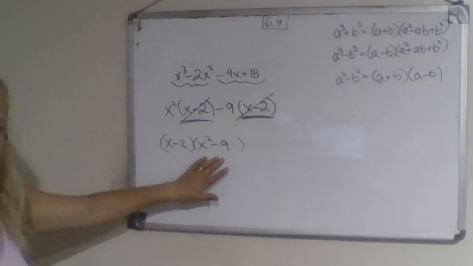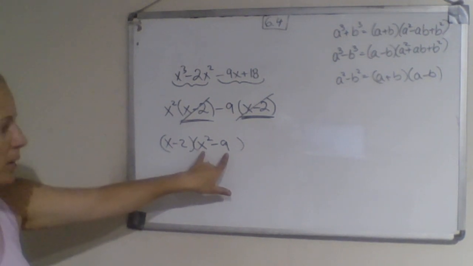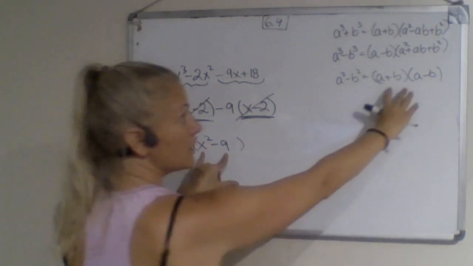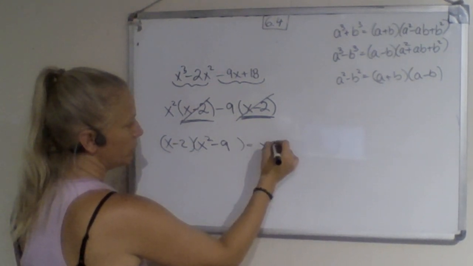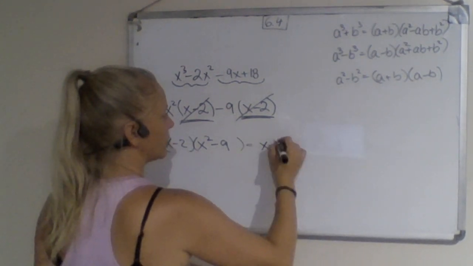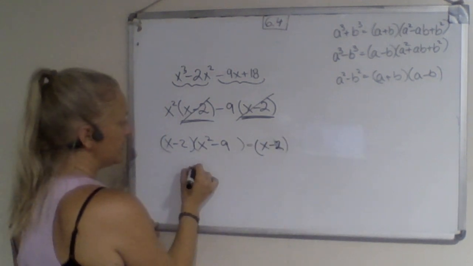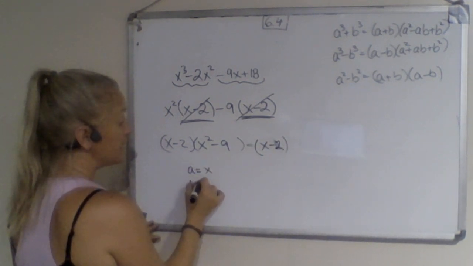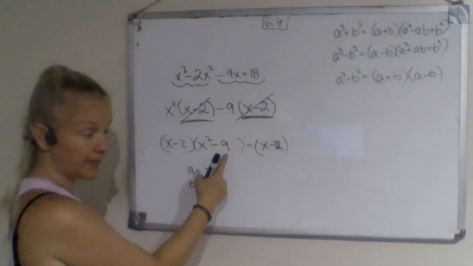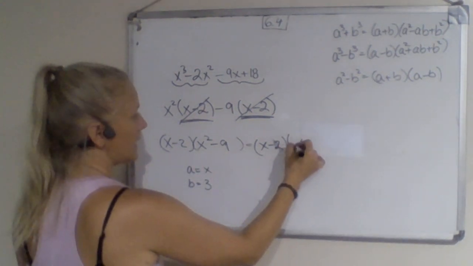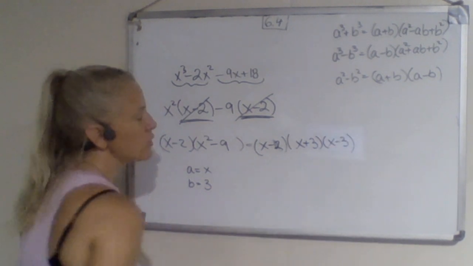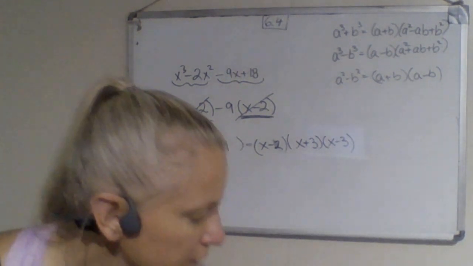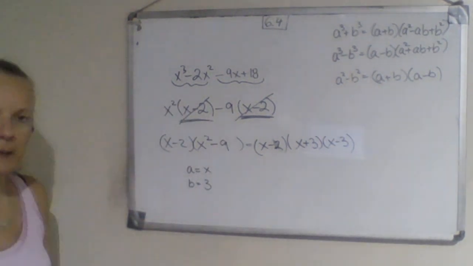Don't ever stop here, because you want to look at this and see if these both are perfect squares, because if they are, we can go further. This becomes x minus 2. Oh, sorry, 2. And I can say my a is x, my b is 3 because 3 squared is 9. So this can be written as x plus 3, x minus 3. So never stop before you're sure you factored absolutely everything out, okay?